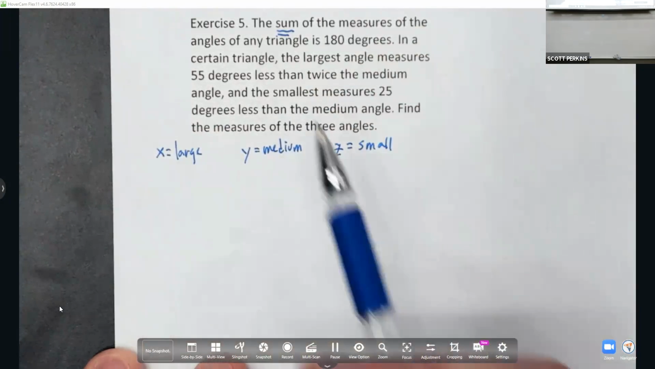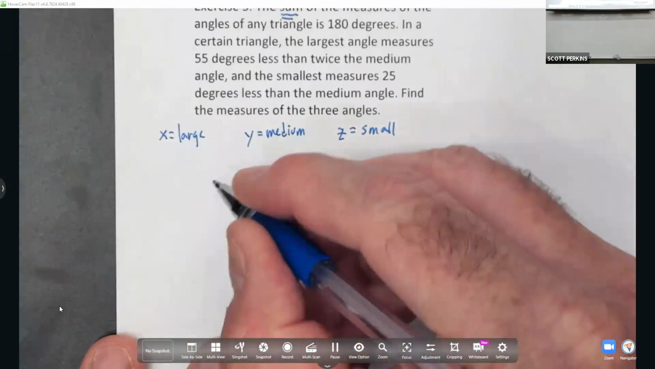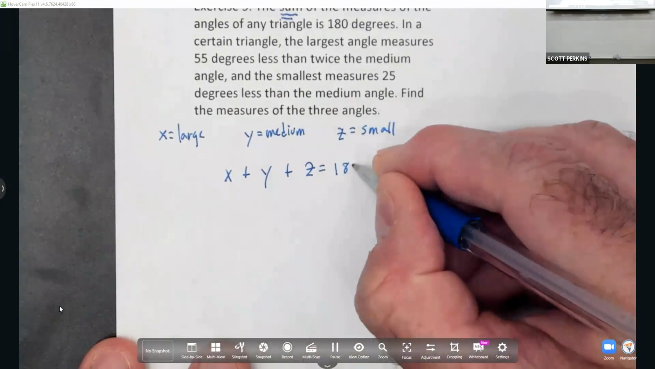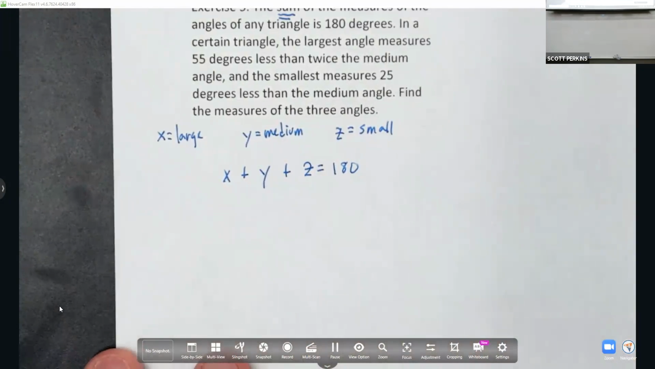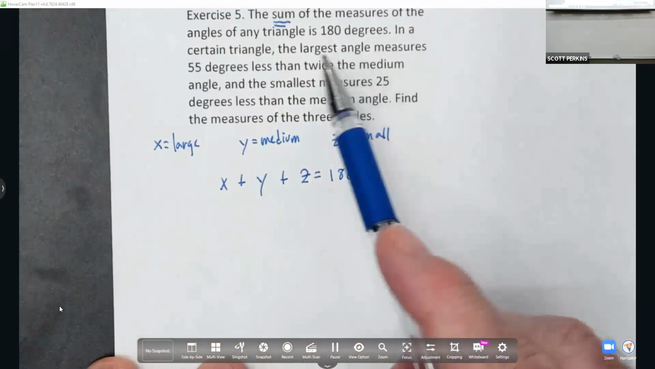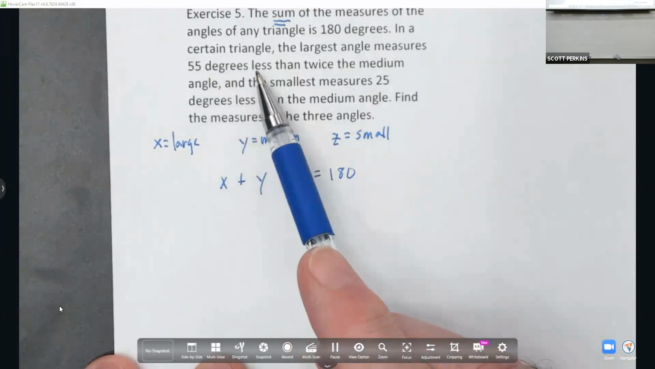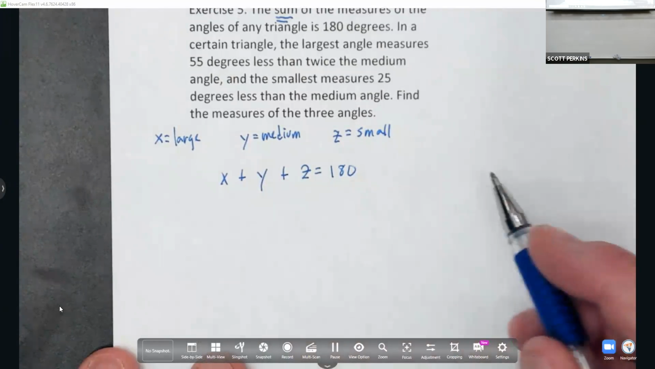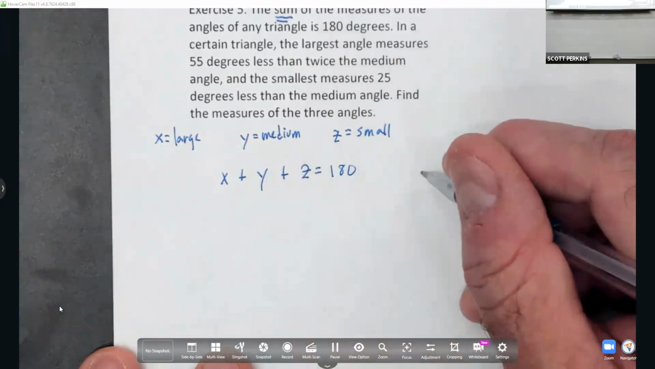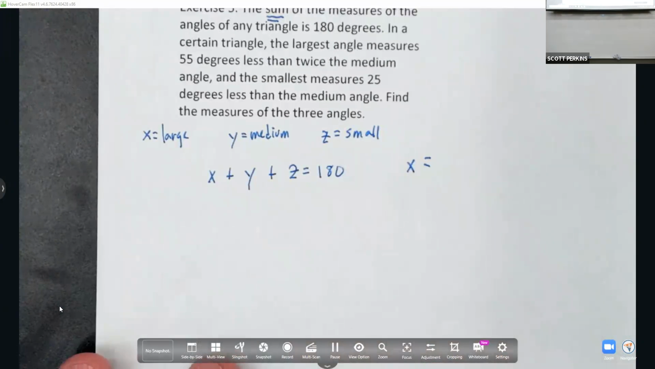So if I'm going to say that the sum of the measures of any triangle is 180 degrees, that means that for any triangle, X plus Y plus Z is equal to 180. First equation. Then we're told in a specific triangle, the largest angle measures 55 degrees less than twice the medium. So I'm just going to write this off to the side and then we'll reformat it. It says that the largest, which I have called X, measures 55 degrees less than twice the medium.